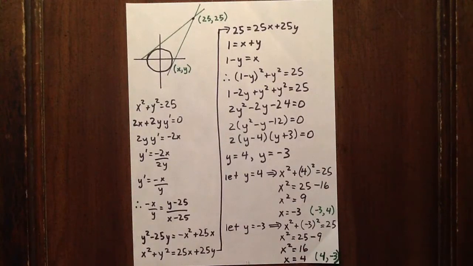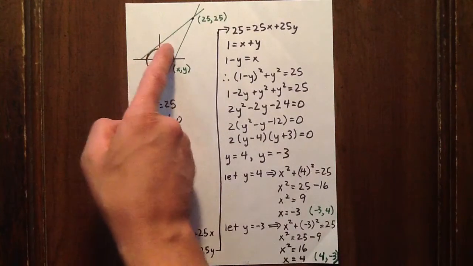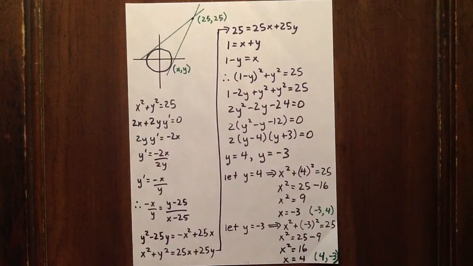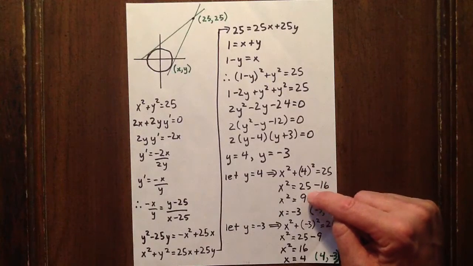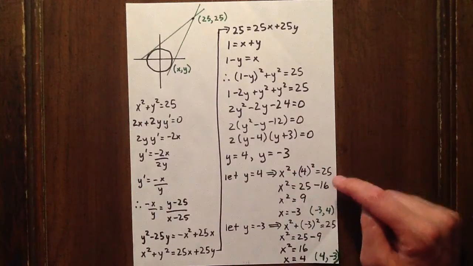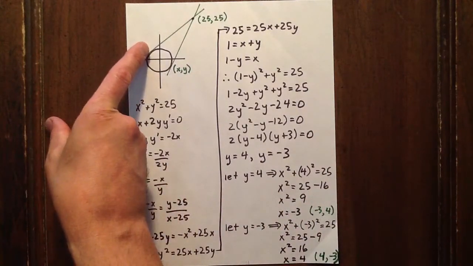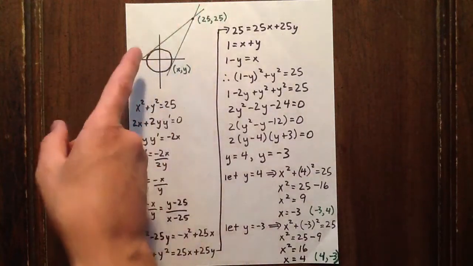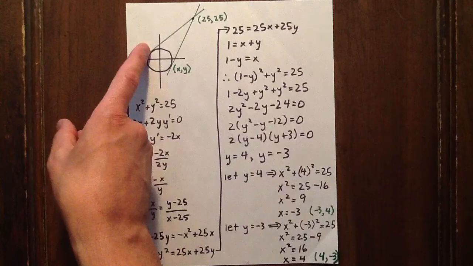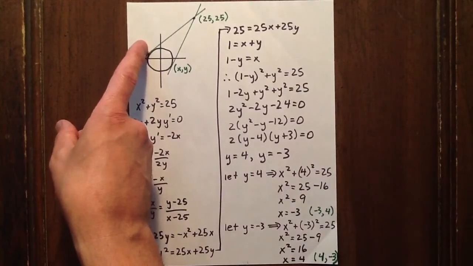Well, look at our diagram. We see that when y is equal to 4, there are 2 different points at play, and when y is equal to negative 3, there are 2 different points at play. What we do is we let y be 4, and we get x squared is 9. So that means that either x is negative 3 or x is positive 3. Well, the diagram comes in handy here. Clearly the point we're looking for with a y value of 4 has an x value of negative 3.